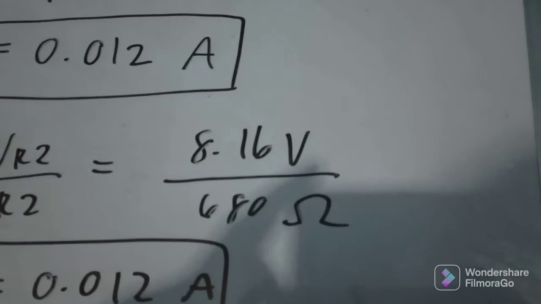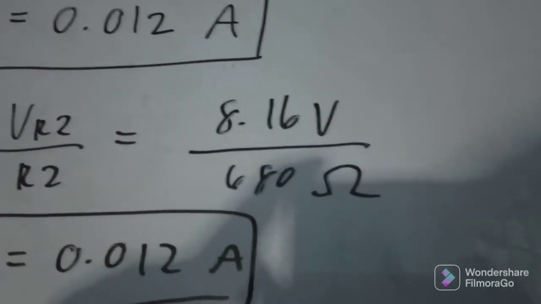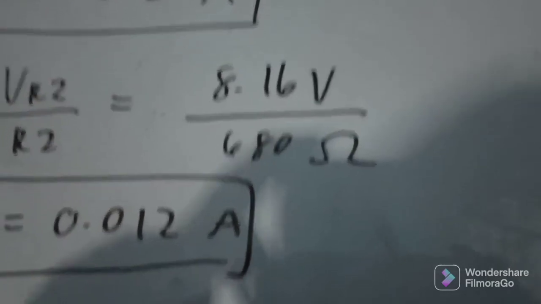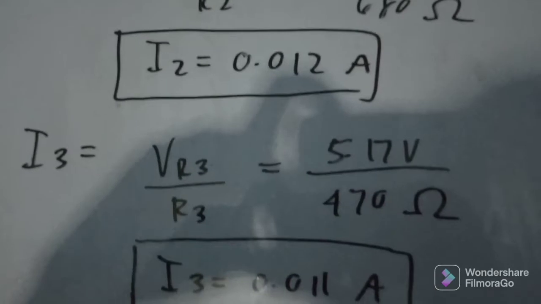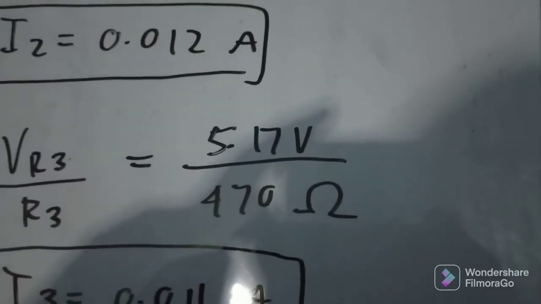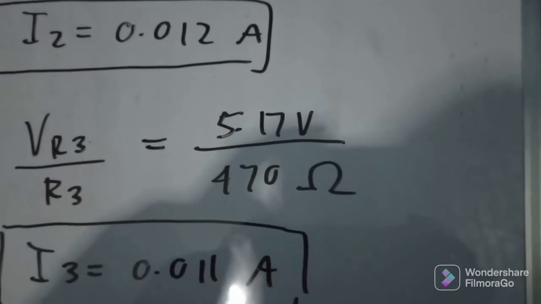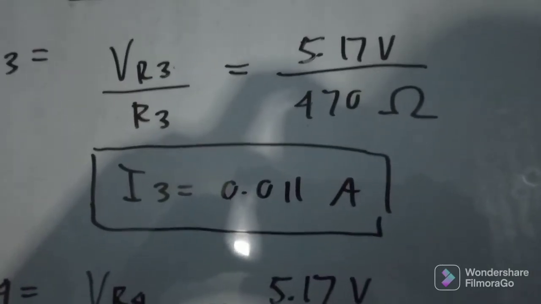Next is for the second resistor. Our volts is 8.16. We divide it by the ohms, which is 680. We would obtain 0.012 amperes. Next, for our resistor 3, we obtained 5.17 volts. So we divide it by the resistance, which is 470. We would obtain 0.011 amperes.